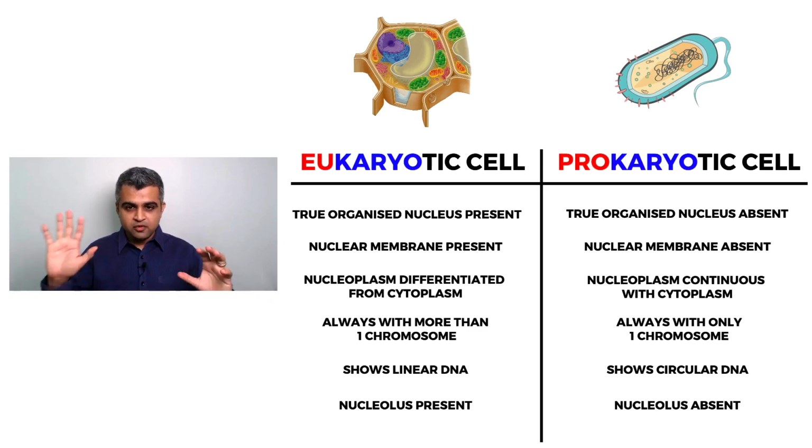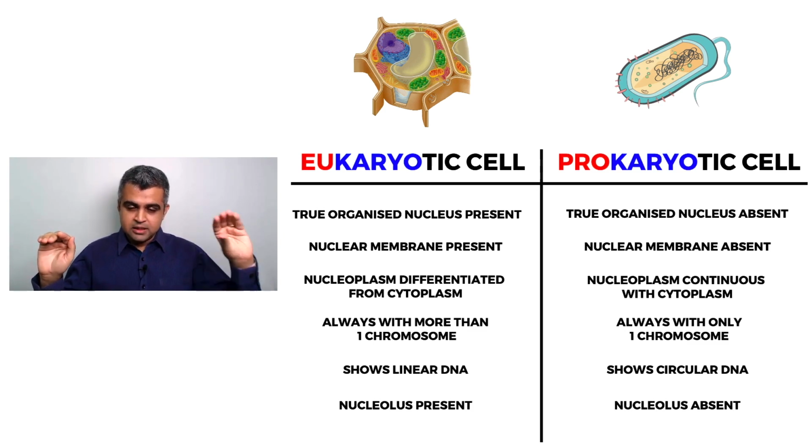So very quickly, what are the differences between a eukaryotic nucleus and a prokaryotic nucleus? True organized nucleus present, true organized nucleus absent. Instead, the rough area in which you can see that one chromosome will be called the nucleoid. So true organized nucleus present, true organized nucleus is going to be absent. Next thing is going to be nuclear membrane will be present, nuclear membrane will be absent.